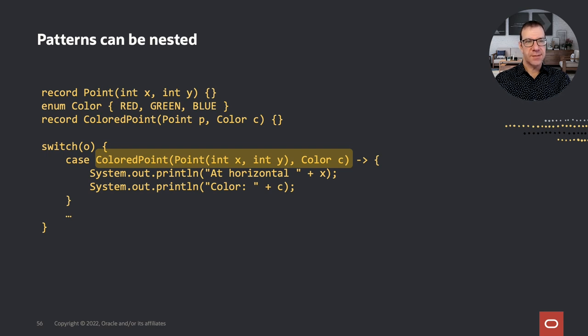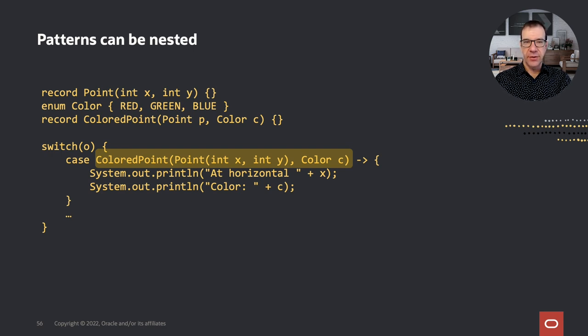So here it is. Let's look at the pattern in the box. It's asking whether a value is a ColoredPoint containing a Point which has components x, y, and there's also the color component c. The nesting of the pattern matches the nesting of the type declarations. We're used to nesting constructor and method calls. Patterns are no different. We can nest them as well.